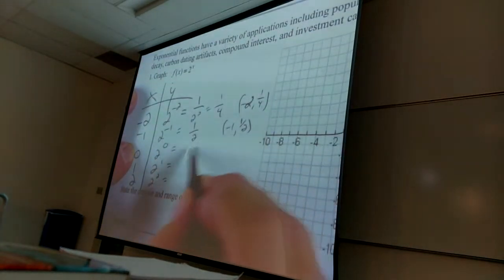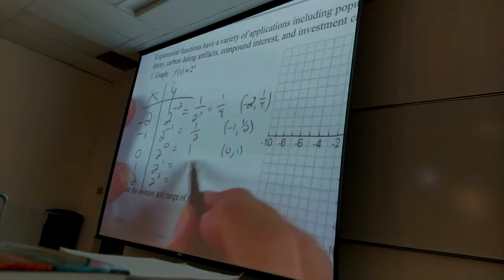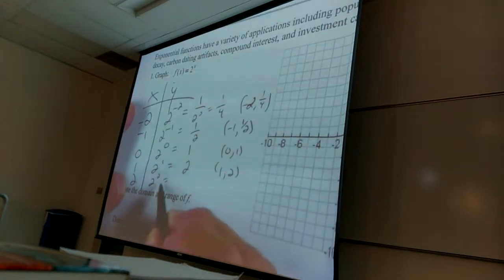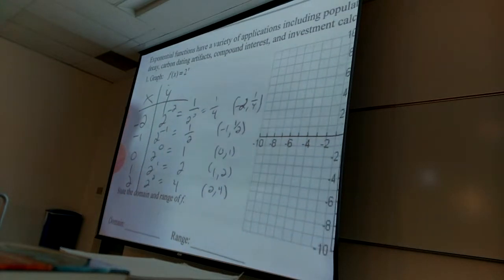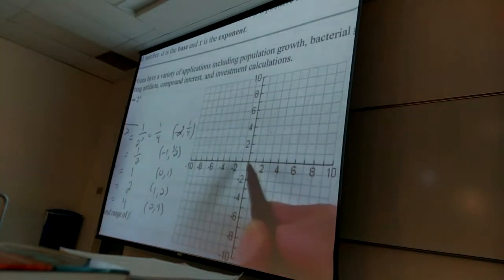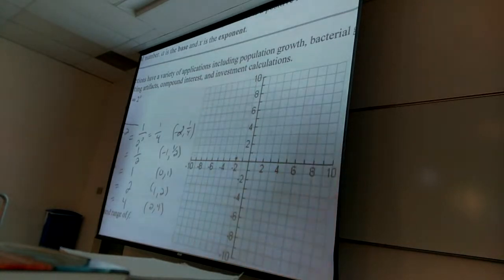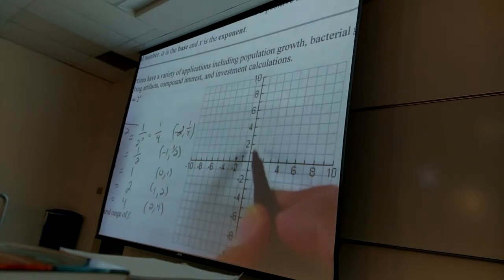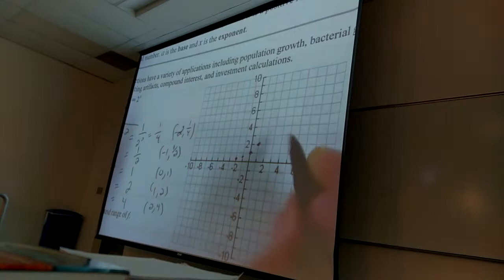2 to the 0 is 1. So we got 0, 1. 2 to the first is 2. We got 1, 2. 2 squared is 4. So we got 2, 4. So just got to plot those and connect them. I kind of gave away the shape of this thing a minute ago. Negative 2, 1/4. Negative 1, 1/2. That's a little bit easier. Plot 0, 1, 1, 2, 2, 4.